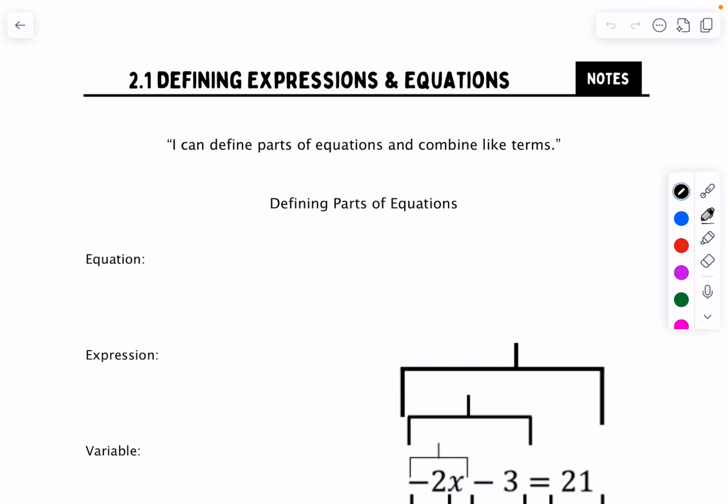Welcome back. We're starting a new unit today. It's our solving equations unit. It's a pretty big unit, but it's a really important one. So we're going to take our time to really master a lot of this content.